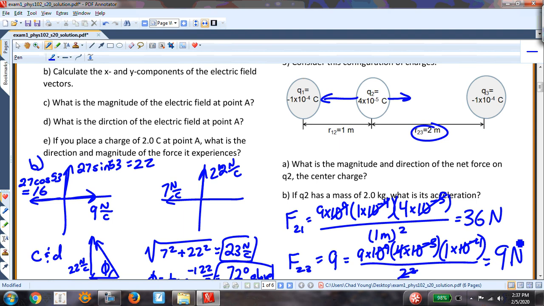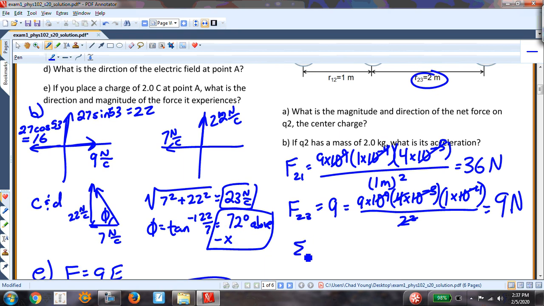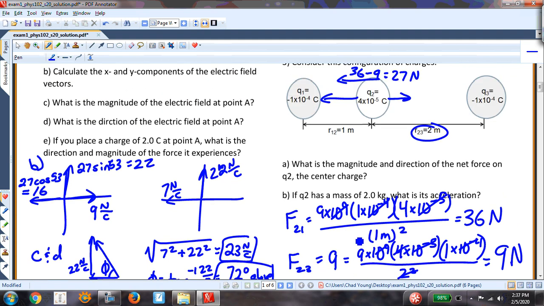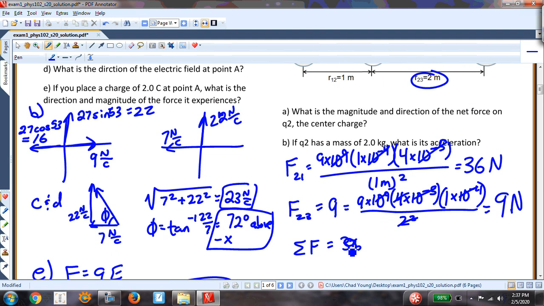So those are my 2 forces, giving me a net force of 36 minus 9 equals 27 newtons. So my sum of all my forces is equal to 36. Actually, it would be 9 minus 36 is equal to minus 27 newtons, or you could say 27 newtons to the left. Either would be correct.